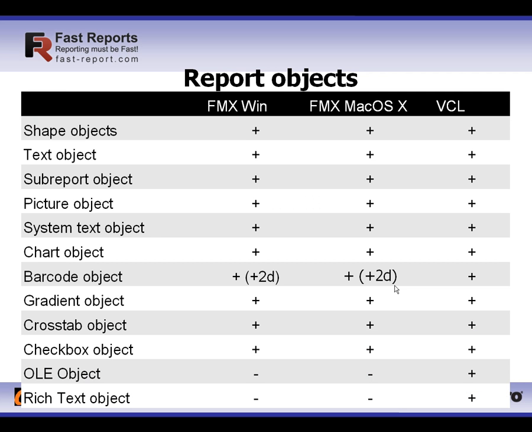Two words about report objects. FastReport has a wide range of objects that can be used in a report: text, picture, line, shapes, charts, barcodes, checkbox, gradient, and so on. Certainly, such objects as OLE and rich text aren't available, as they are platform-oriented.